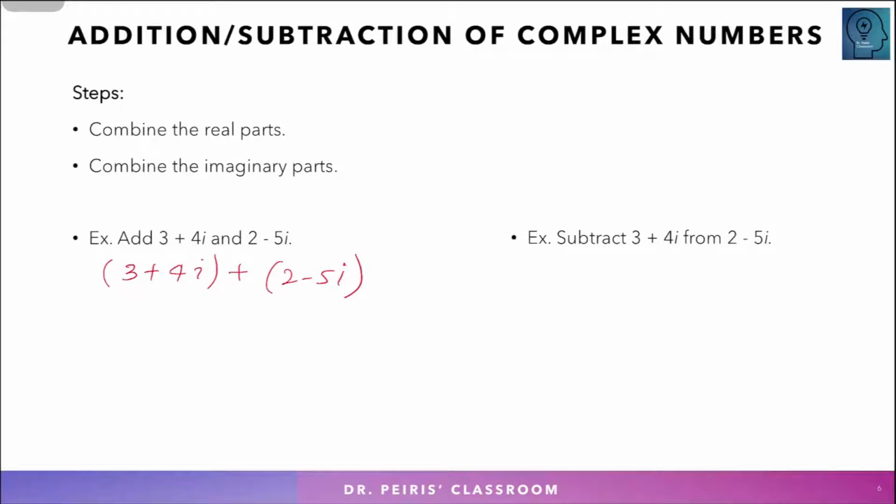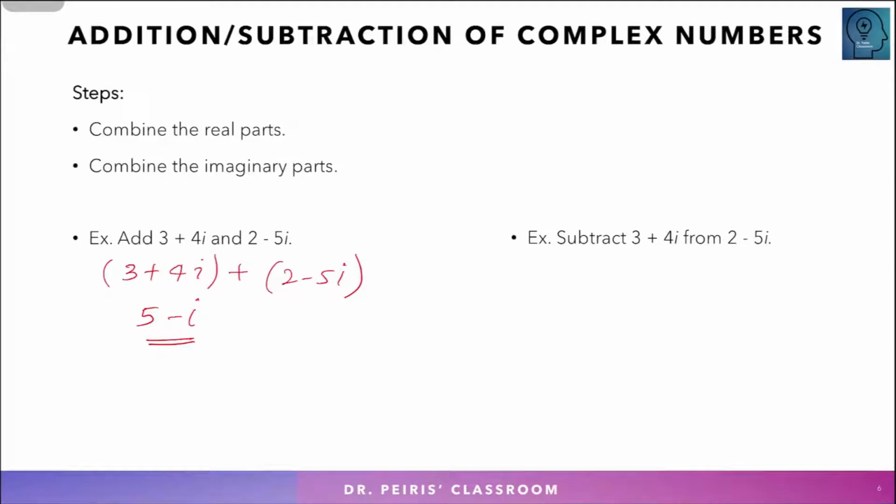Let's add them. What are the real parts? 3 plus 2 is 5. The imaginary parts, 4i minus 5i, you combine the like terms. 4i minus 5i is -i. So this is what we get as the answer, 5 minus i.